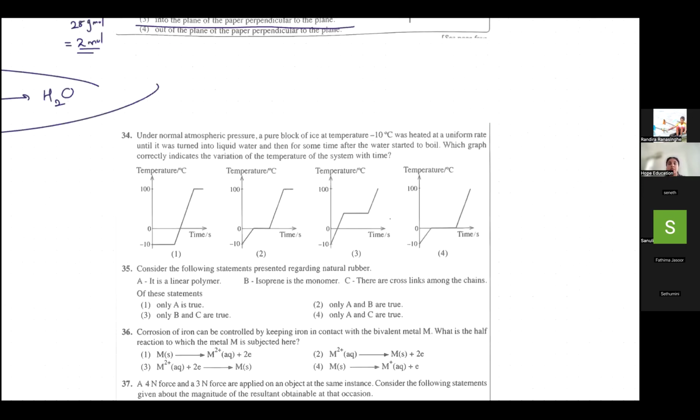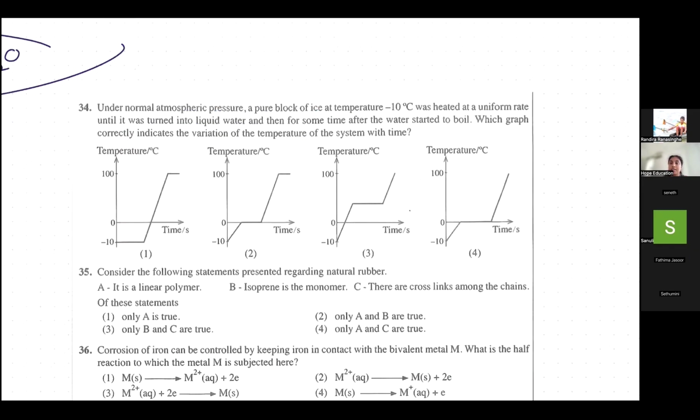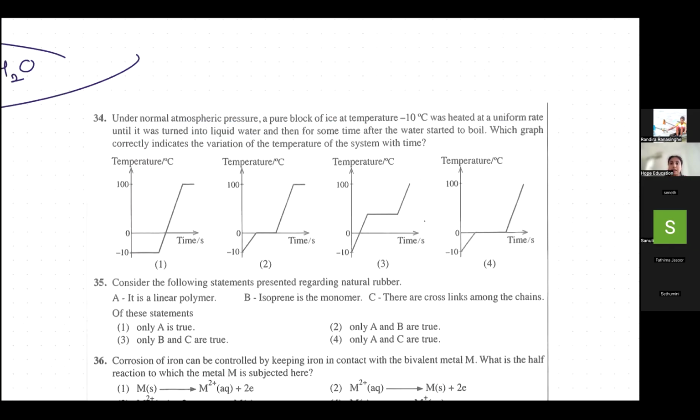34. Under normal atmospheric pressure, a pure block of ice at temperature minus 10 degrees Celsius was heated at a uniform rate until it was turned into liquid water, and then for some time after the water started to boil. Which graph correctly indicates the variation of the temperature of the system with time?